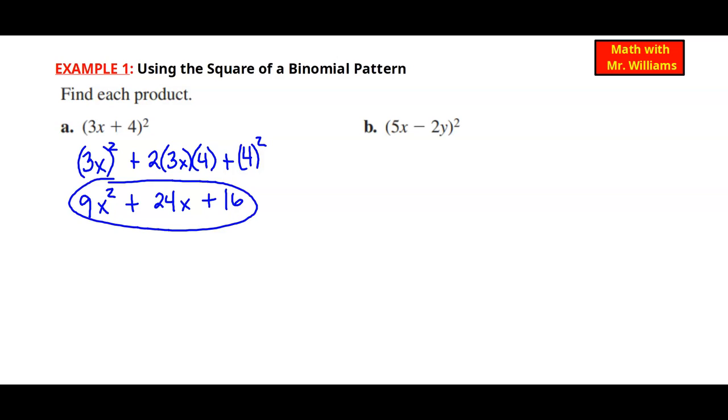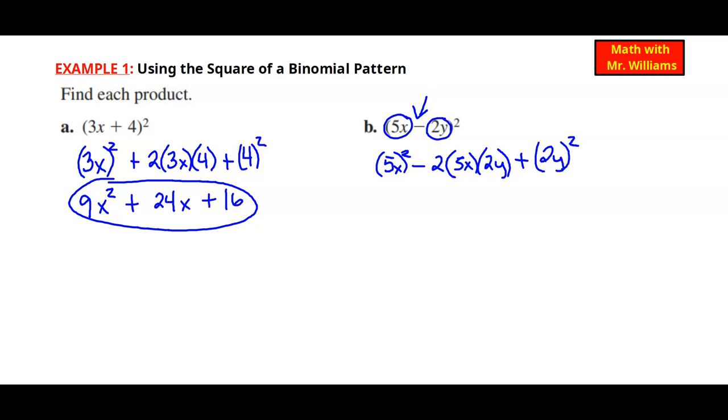All right, on to the second one. We have the binomial being squared again, but this time there is a minus sign between the two terms. So that changes the pattern just a little bit. The pattern says we need to square the first term, and then this time subtract 2 times each of these terms, and then we add the square of the last term.